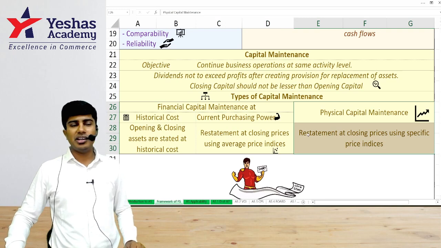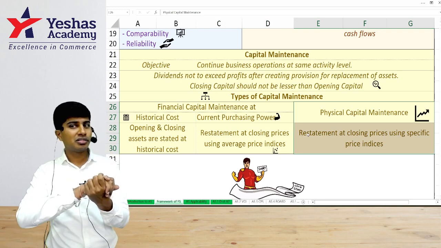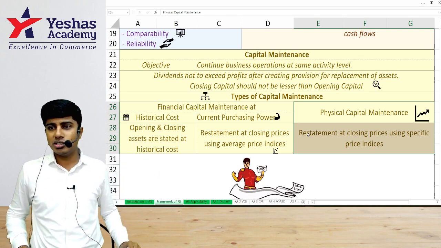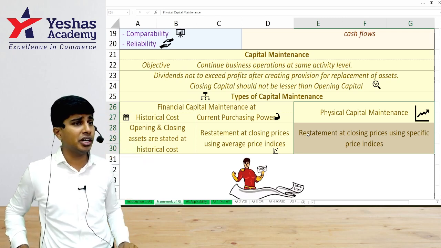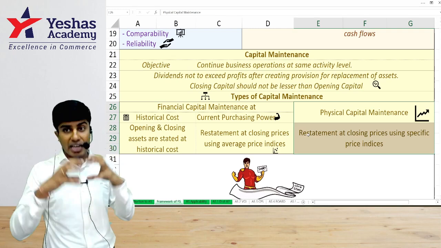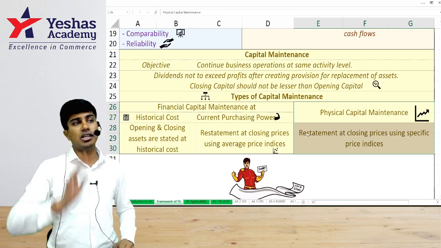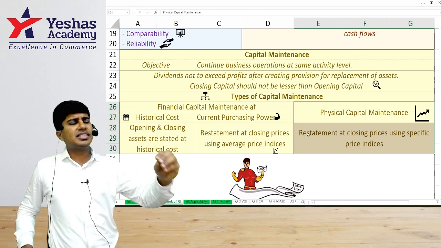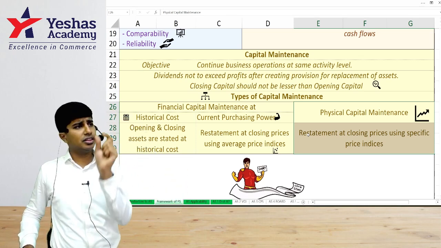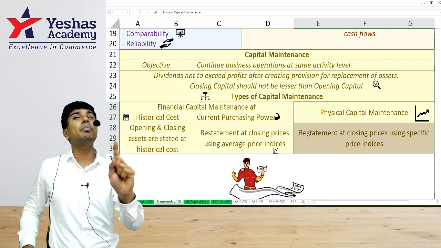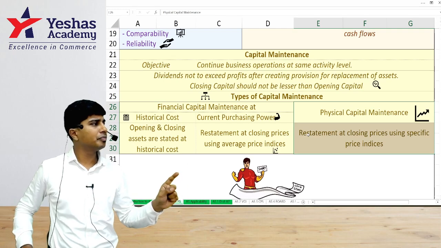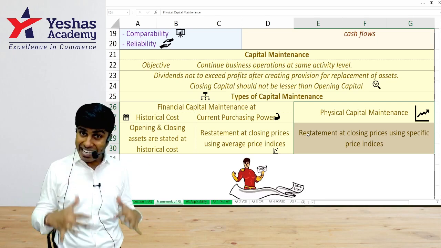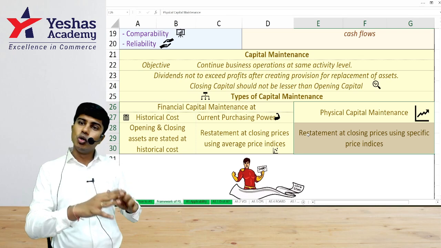Under physical capital maintenance, we do it like historical cost. But the rate that we apply will be the closing rate. Beginning of the year I had 10,000 units and the opening rate was 10 rupees per unit. I want to maintain enough capital to buy 10,000 units in the next year. For that, I will take the closing rate. Beginning of the year rate is 10. Let's say closing rate is 12. I'll do 10,000 units multiplied by 12 rupees per unit. How much is 10,000 into 12? 1,20,000 is the amount of capital that I should maintain at the end of the year to do the same business next year.